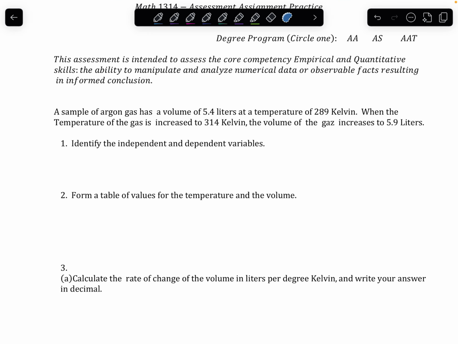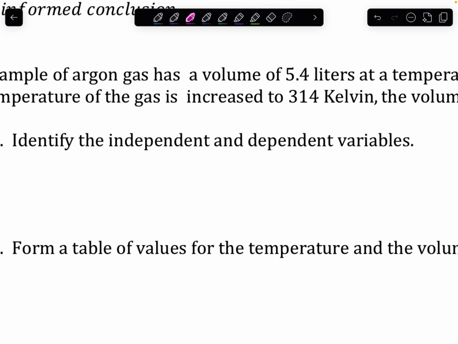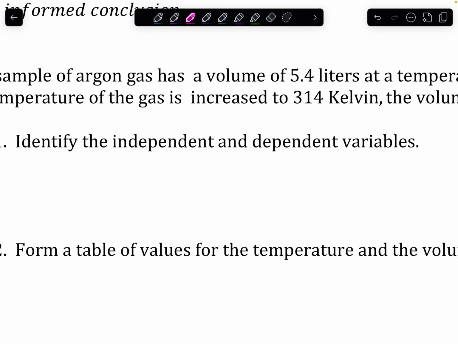It says a sample of argon gas has a volume of 5.4 liters at a temperature of 289 Kelvin. When the temperature of the gas is increased to 314 Kelvin, the volume of the gas increases to 5.9 liters. Then we're asked several questions. First, it says to identify the independent and dependent variables. What you've got to remember here is your vocabulary.